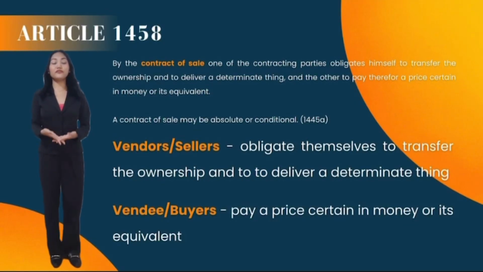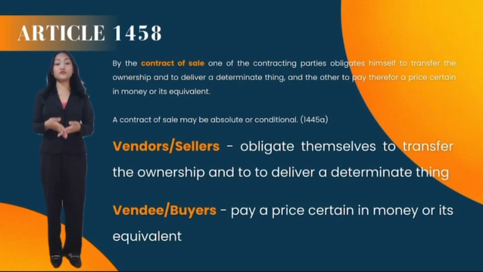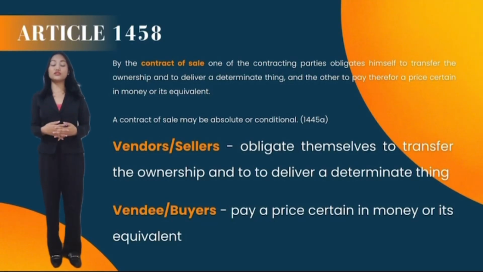Under Article 1458, the legal definition of sale is given. Sale is a contract, a special contract, because it involves specific legal rules and regulations beyond those applicable to general contracts. This article also states who are involved in sale, who are the contracting parties, and what are their obligations. Vendors or sellers obligate themselves to transfer the ownership, which is, by the way, the very essence of the contract of sale, in exchange for the price paid or promised.